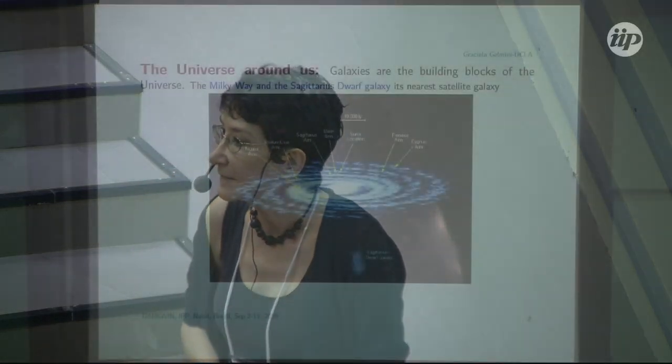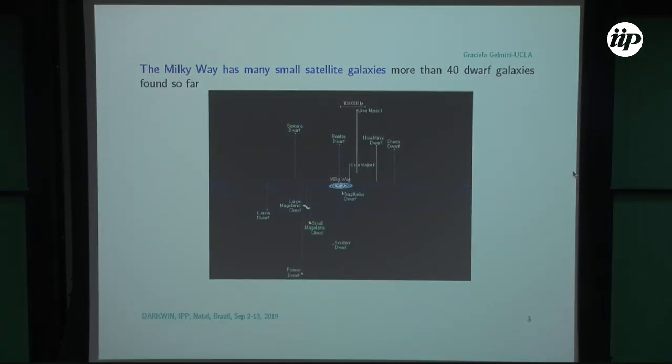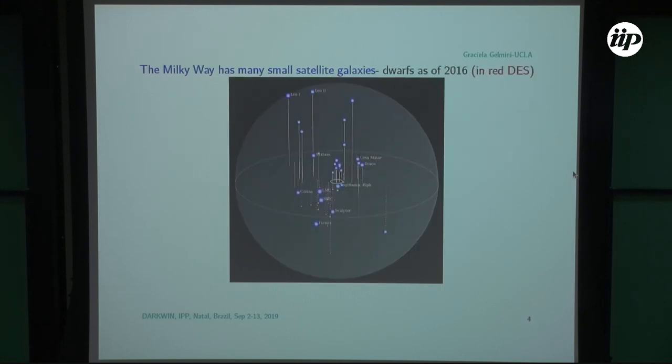All right. So let us have a small tour of our local universe. Galaxies are the building blocks of the universe. This is an artist's depiction of our own galaxy as a disk galaxy with a bar. And this is the nearest dwarf galaxy, the Sagittarius dwarf galaxy. We have many satellite galaxies. These are some of them. These are very well known from antiquity, the large and small Magellanic Clouds, etc. But many of them have been found in recent years, many of them by this collaboration, the Dark Energy Survey, all of those in red. So there are more than 40 dwarf galaxies that have been found so far.